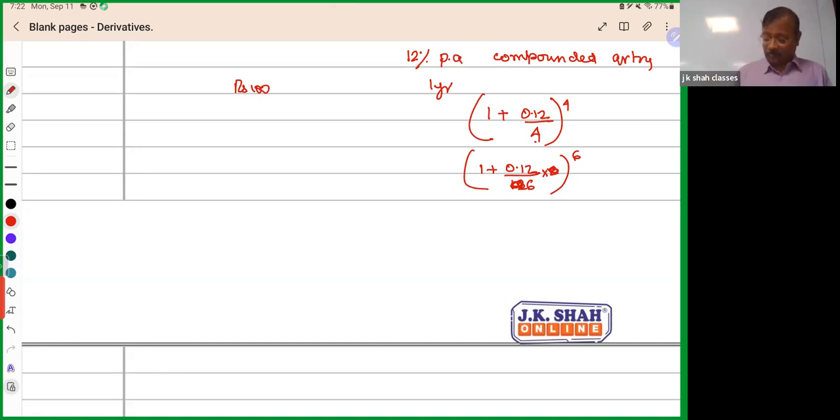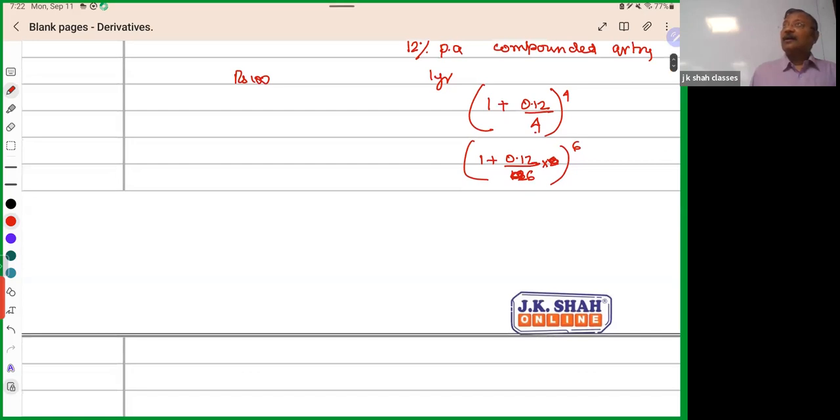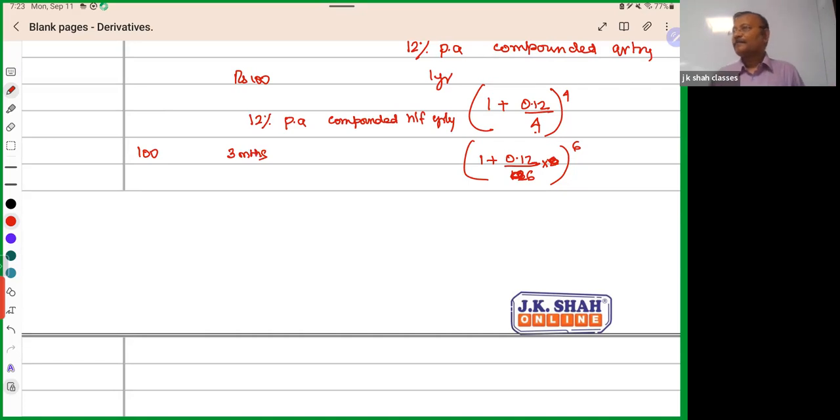Okay, chalo, agar ye baat kar hi rahe, suppose I told you 12% per annum compounded half yearly, right? You invest 100 rupees. What will be the amount after 3 months? Banker आपको रेट सुनाता है कि the rate of interest is 12% per annum compounded half yearly. You invest 100 rupees and after 3 months you say, boss, give me my money back. So after 3 months, how much money will the bank give you?